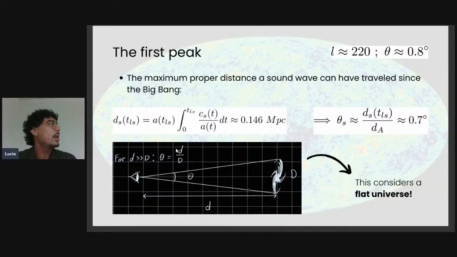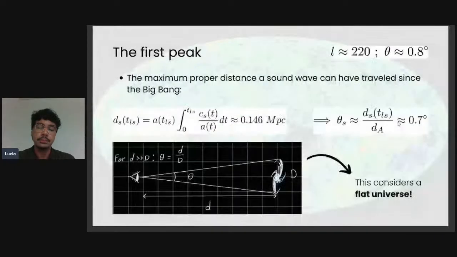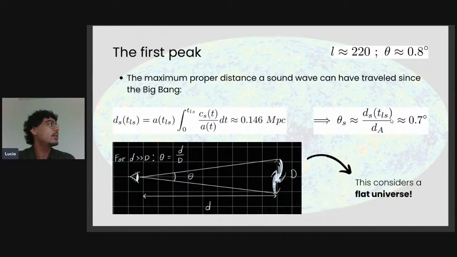The angle is this distance over the physical distance of the object. Here, the object is the anisotropy of the CMB. So we get this angular size, 0.7, that is really close to the angular size of the first peak of the power spectrum. But the thing is, this calculation considers a flat universe. It considers that this angle is Euclidean. The space is Euclidean, because if the space was positively curved, this angle would be larger.